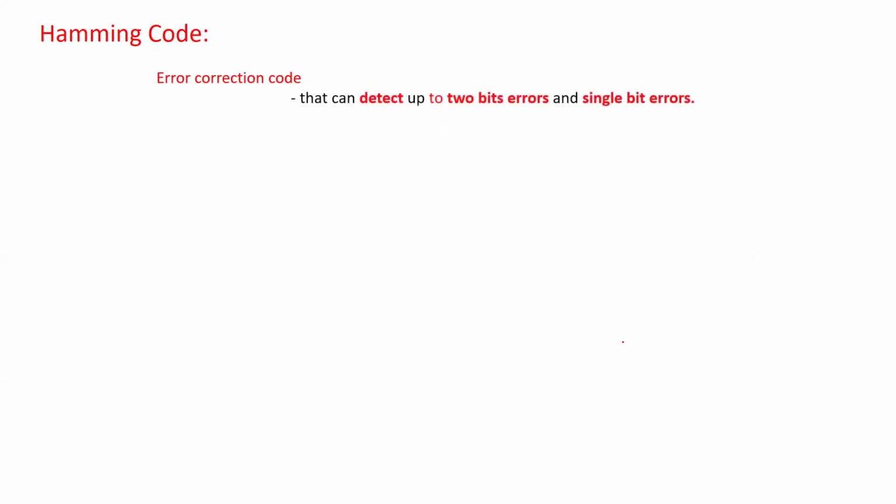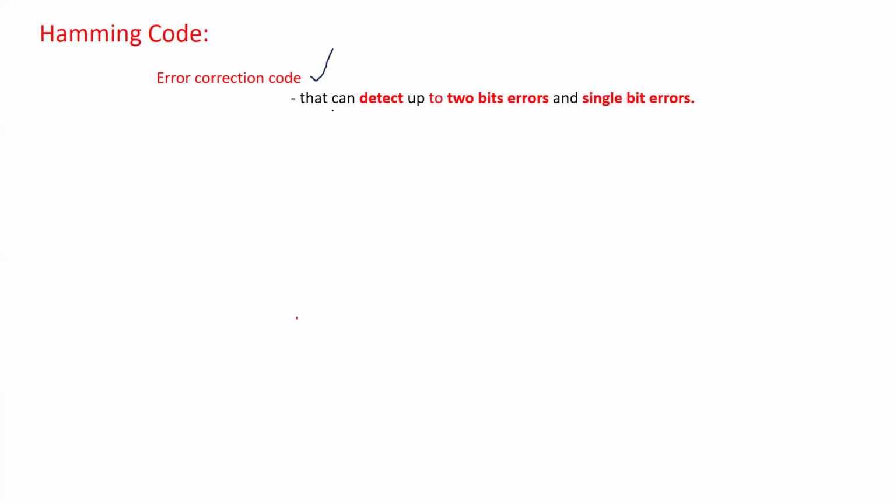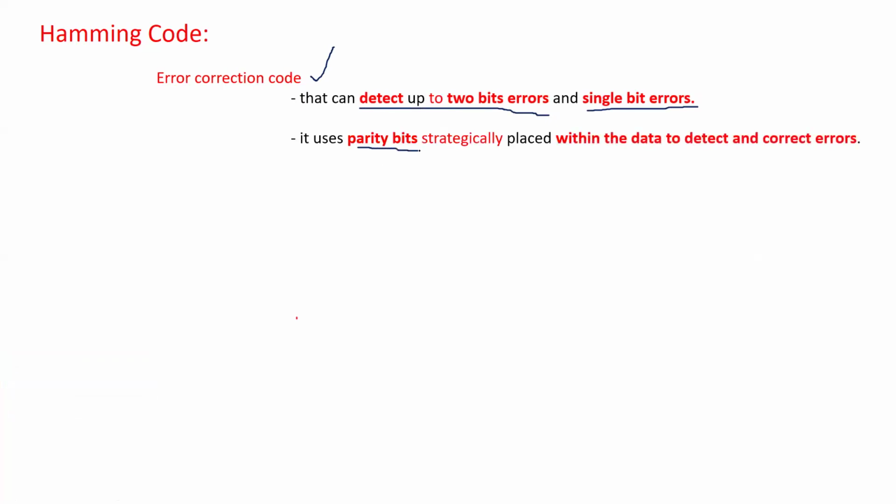It's an error correction code that can detect up to 2 bits of errors and a single bit error. It's an error correction method, and it can detect up to 2 bits of errors and single bit errors as well. Along with this, it uses parity bits. It uses parity bits strategically placed within the data to detect and correct the errors.